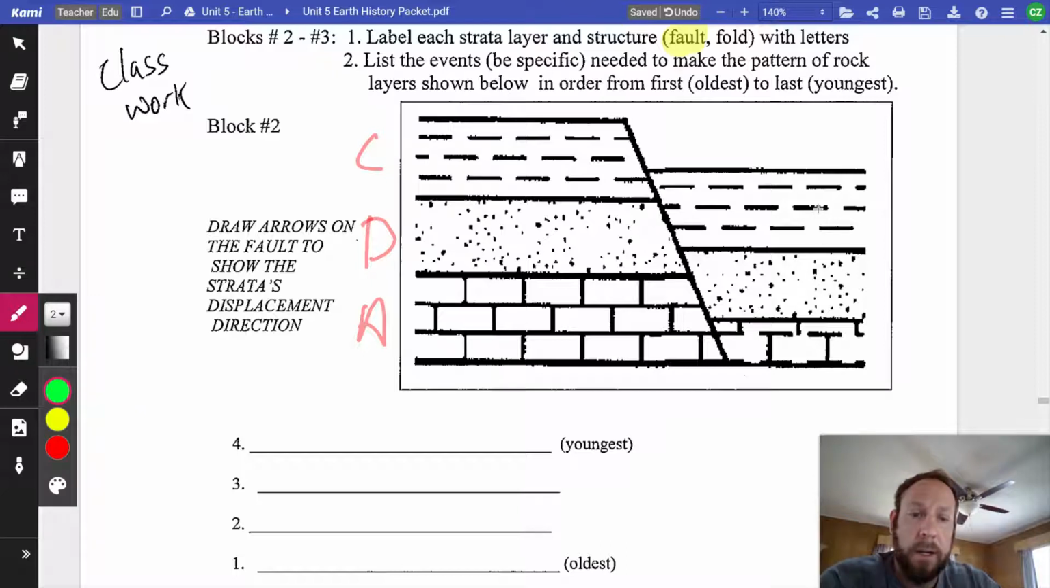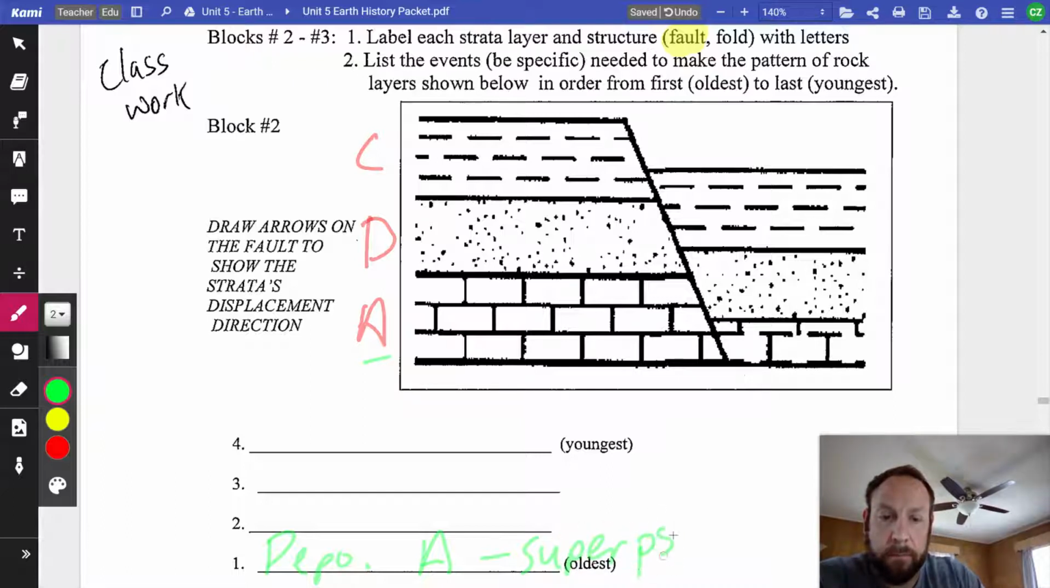So let's start. Our oldest layer is going to be layer A, the bottom layer. So deposition, and you can write depo of A. And how do we know that's the oldest? Superposition. Superposition says that the bottom layer is the oldest.